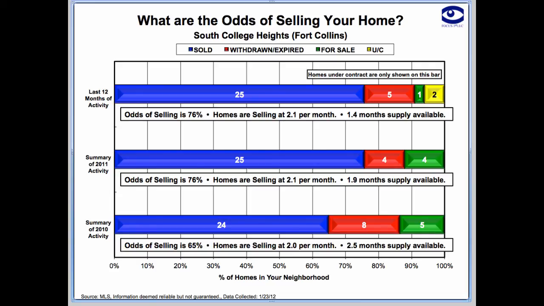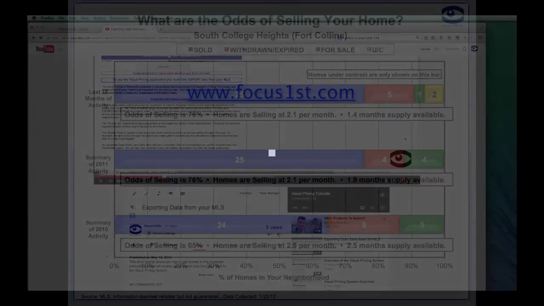This is a great graph and a great way to determine what the customer experience may be, and a great way to set expectations based on real data that's customized, specific, and relevant to your customer. I'm sure you'll find the odds of selling graph a great summary of supply and demand for your customers.